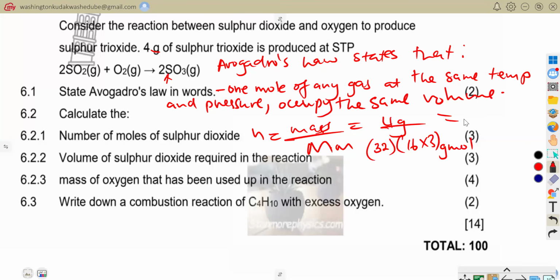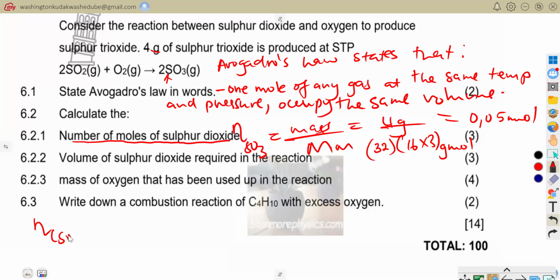The number of moles will be 4 grams divided by that value that you're going to get here. And the number of moles that you're supposed to find here is 0.05 moles. So these are the number of moles of sulfur trioxide. But the question is saying, oh, the question said the number of moles of sulfur dioxide. Okay, fine. Let's now determine the number of moles of sulfur dioxide.